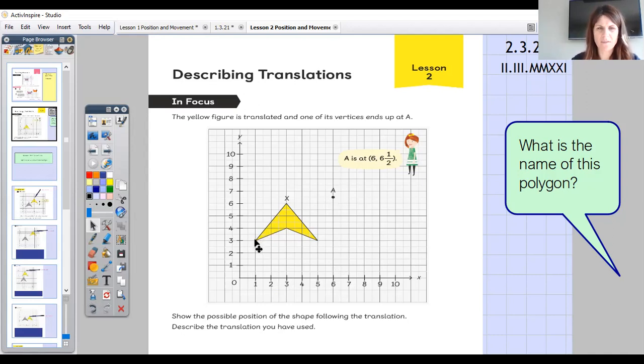Now I have saved on Tapestry a copy of this shape. So what you can do is print it off and cut it out, and then on your guided practice or on your in focus, you can actually move it along and up. So you can cut it out and actually place it on top of that shape that's there, and move it along and up, and see if that helps you. So pause the video and go and have a go at your in focus task now.